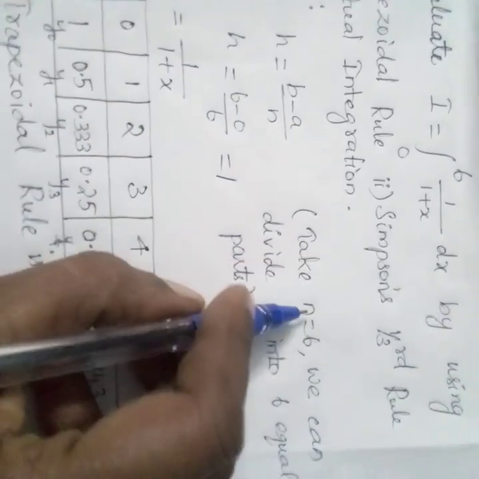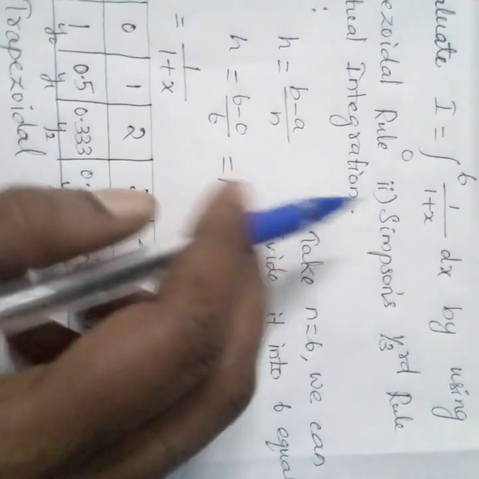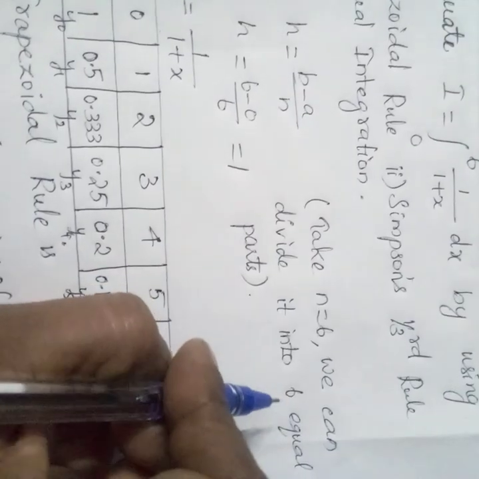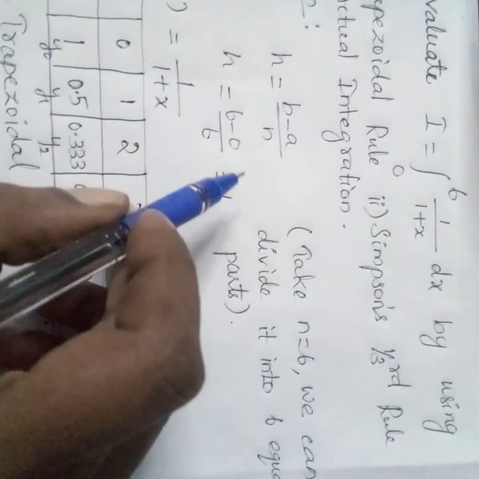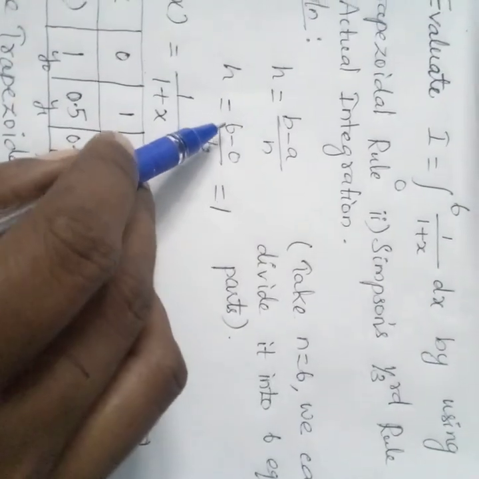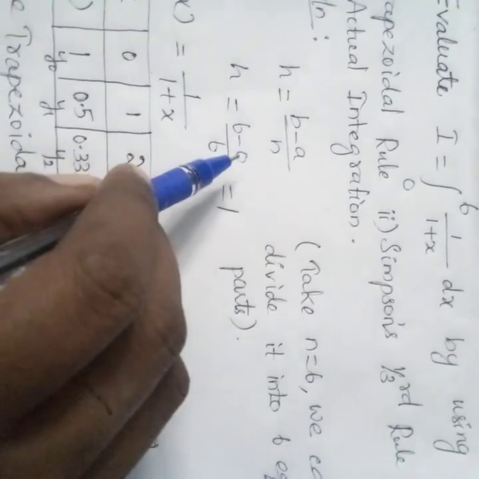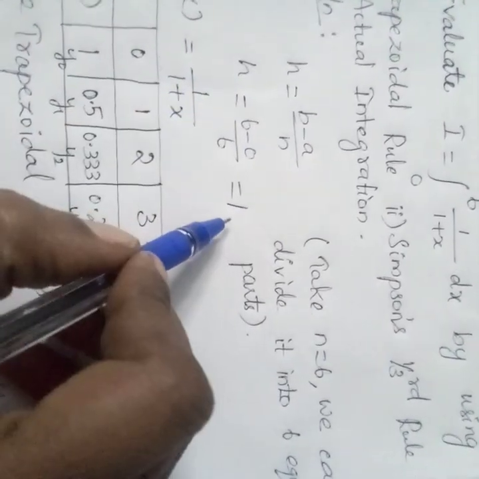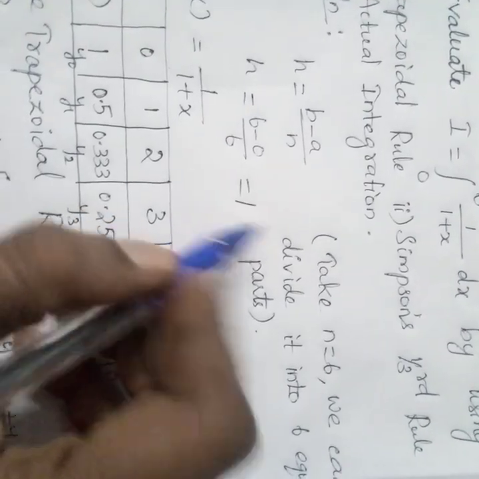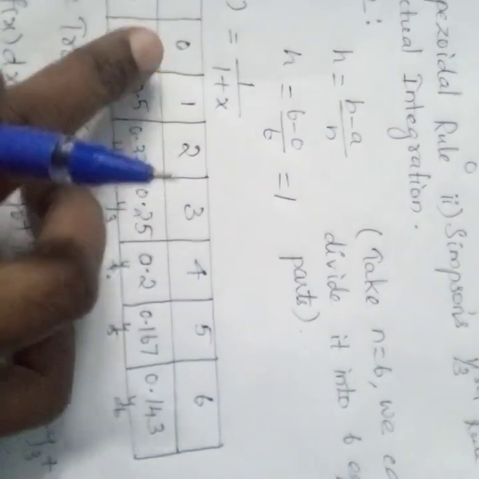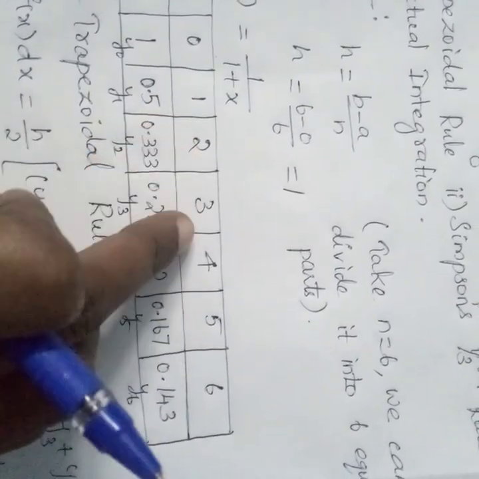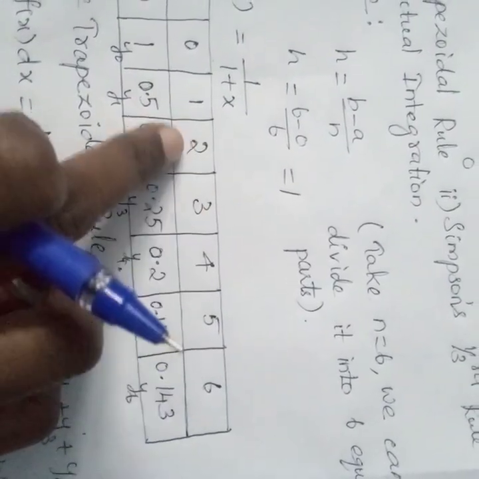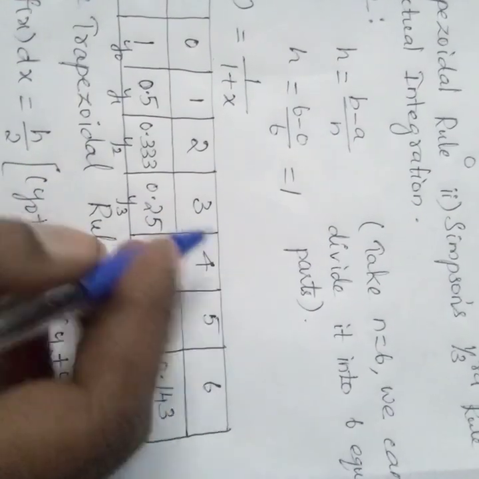So you take n, we can divide this interval into 6 equal parts, that means 0 to 6. So b minus a by n, so we get h is equal to 1. H is equal to 1, which is equally spaced, that means the h value, the difference between the intervals, is 1. H is equal to 1.